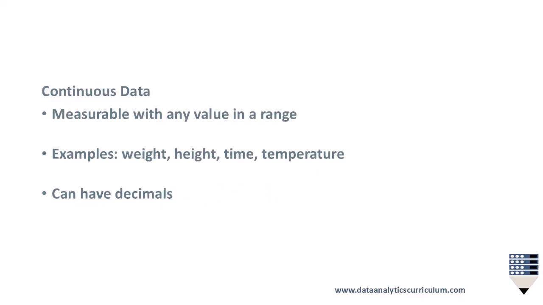Continuous data. Continuous data, on the other hand, can take on any value within a range. It's measurable and can include decimals. Examples include height, weight, time, or temperature. Unlike discrete data, continuous values can be infinitely precise, like saying something weighs 3.26 kilograms or takes 12.47 seconds.